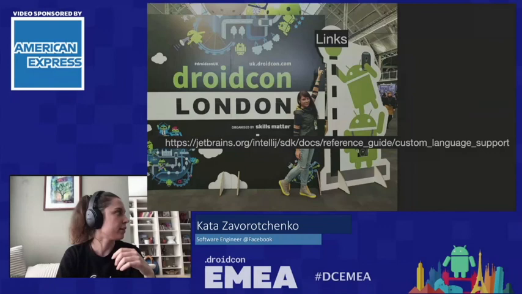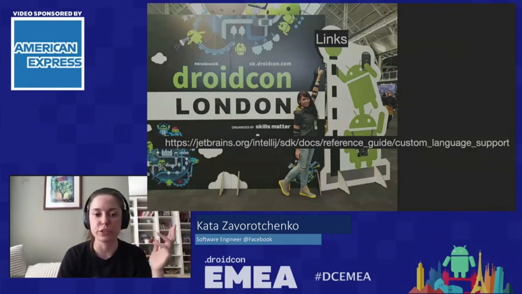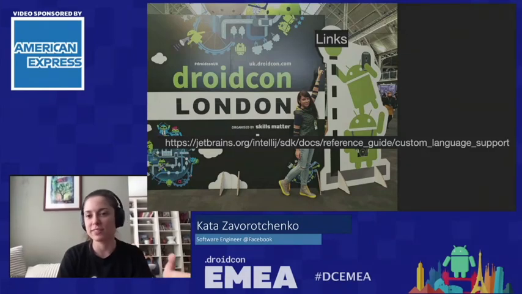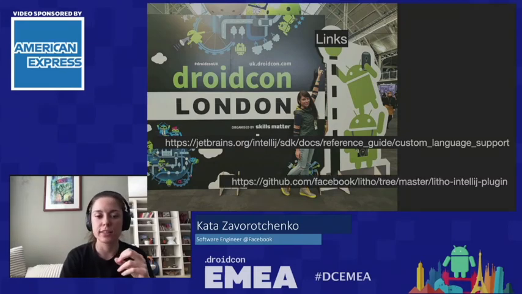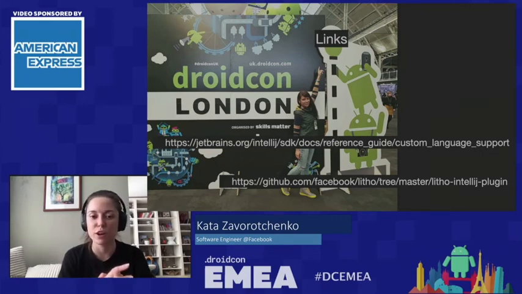To learn more, this is the link to the IntelliJ official documentation about creating a custom language plugin, to support a custom language. But in reality, it does not need to be a custom language. Any framework or architecture that you are using in your team and that is not supported by default by Android Studio may be implemented using this tutorial. Also, all the files that I showed in this presentation are from our Litho open source GitHub repository. The Litho IntelliJ plugin is part of that repository, and you can go and watch them again after this presentation.